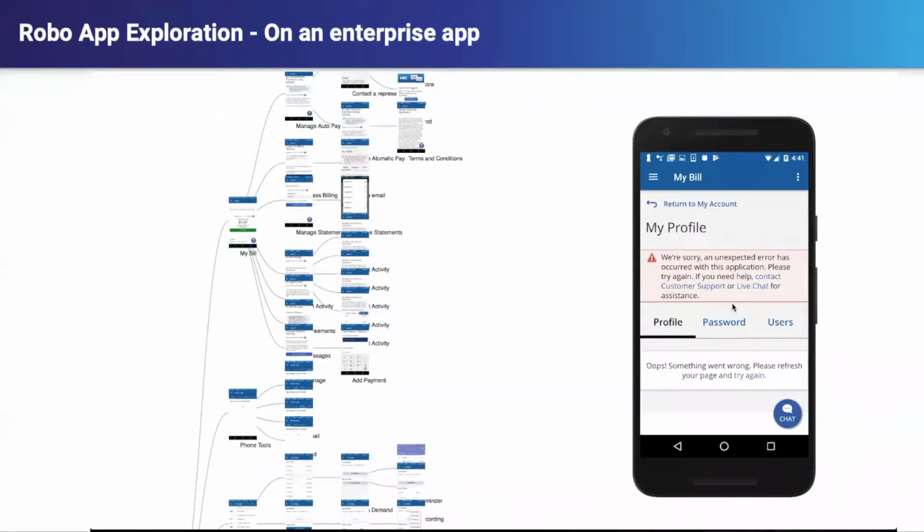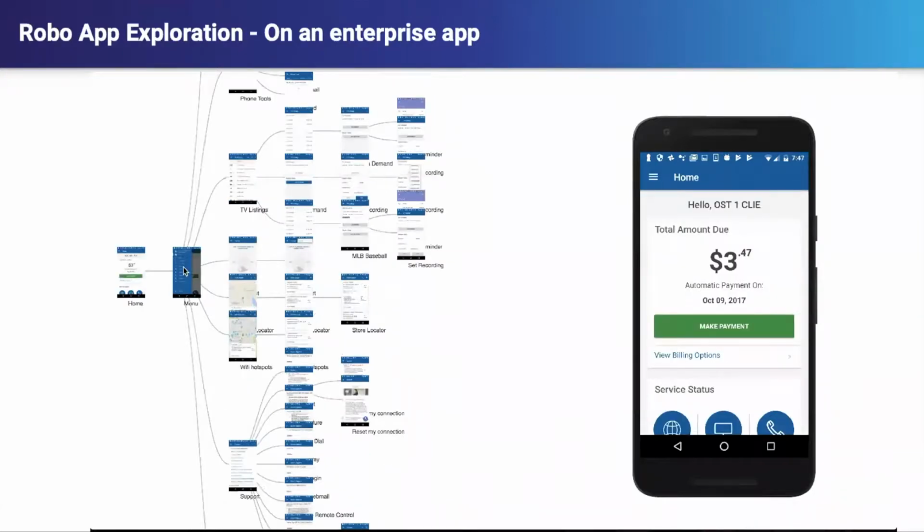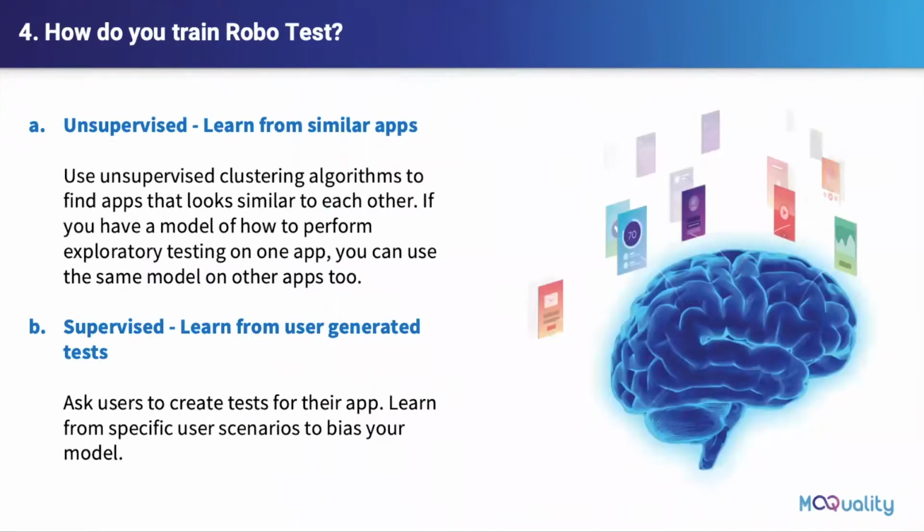Okay, so we've seen how the Robo works on games and business apps and what the results could look like, right? But could you now tell us how do you actually train the Robo? Yeah, that's a good question. So, with any machine learning system, the hardest part is training, right? And training becomes easier if you have a lot of data. But in our case, there is not a lot of data going around because every app is different from each other.